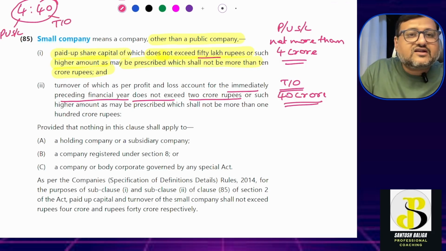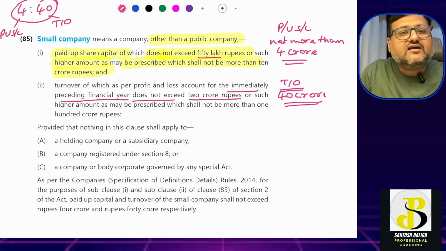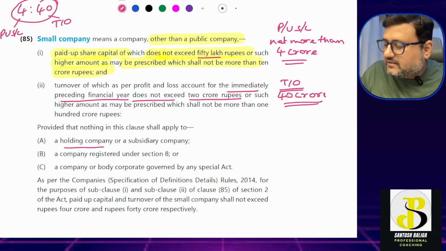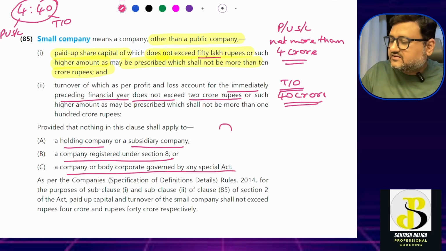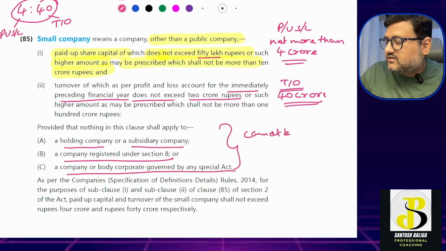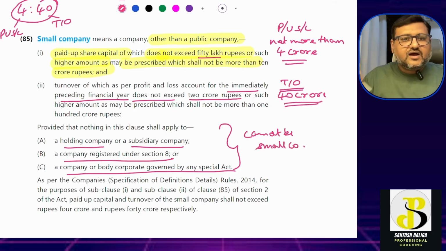If this equation is met, then only you can say that it is a small company, and it shall not be falling under the criteria of those three companies. Which three companies? A holding company or a subsidiary company, a company registered under section 8, or a company or body corporate governed by any special act. These cannot be a small company. Are we clear about this?